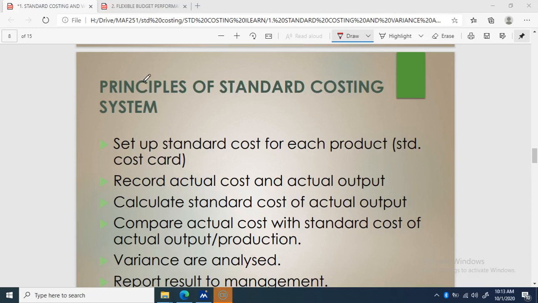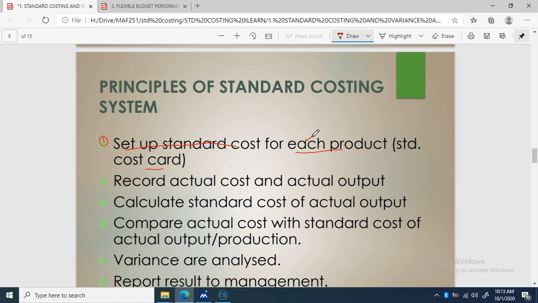Okay, we continue with standard costing and variance analysis. Now is the principles of the standard costing system. For the first step, we have to set up a standard cost card for each of the products. So prepare a standard cost card for each of the products. This is what we discussed in the previous video.